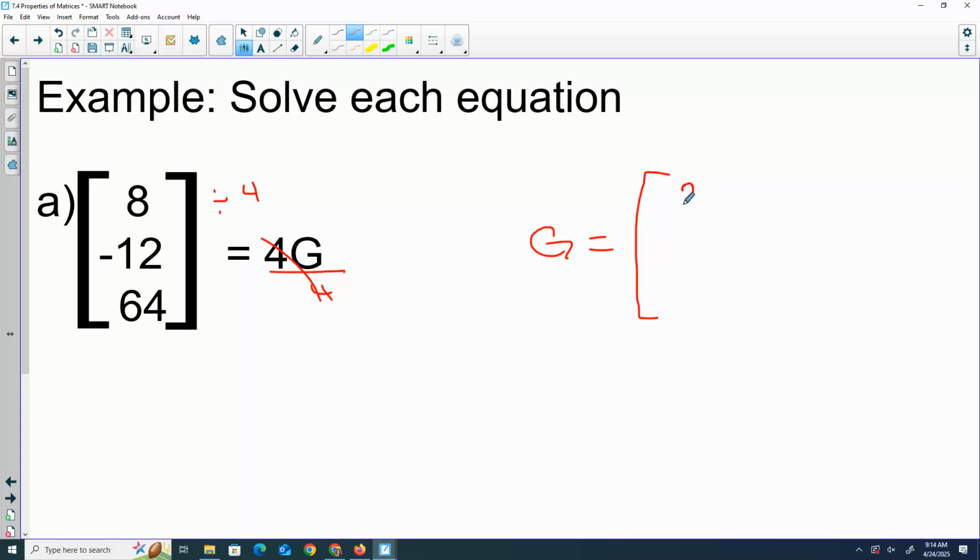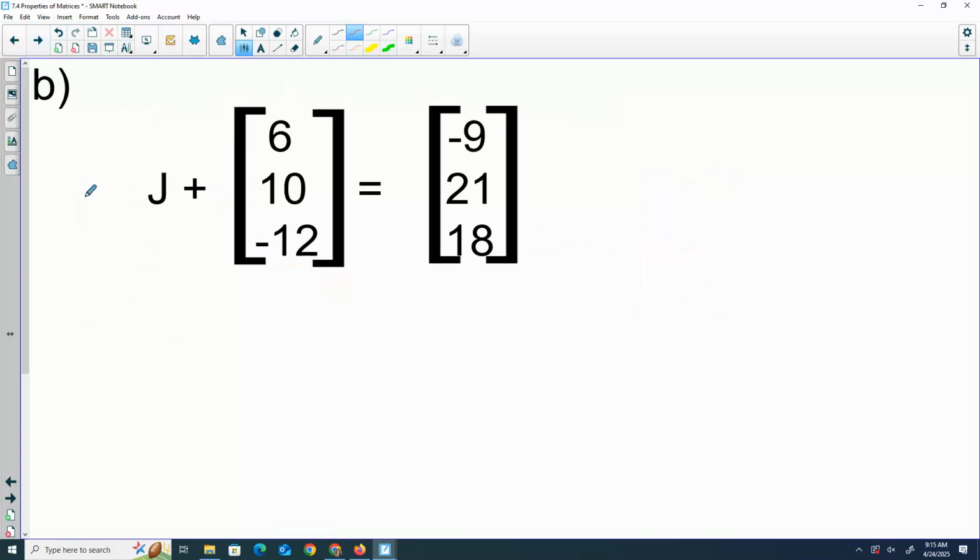So 8 divided by 4 is 2. -12 divided by 4 is -3. 64 divided by 4 is 16. Keep in mind the size of the matrix doesn't change. So you guys do that one. Find matrix J for me.